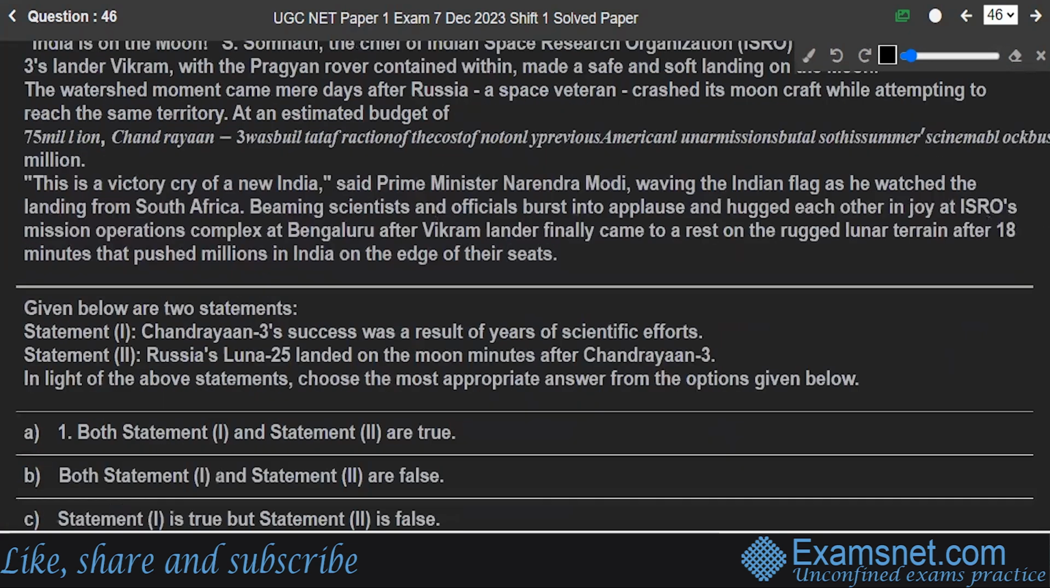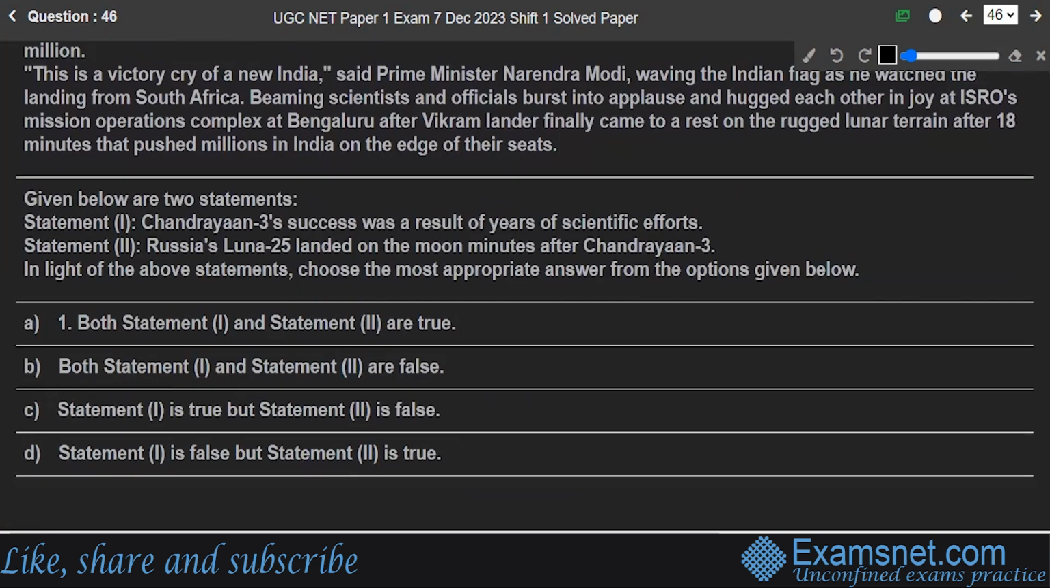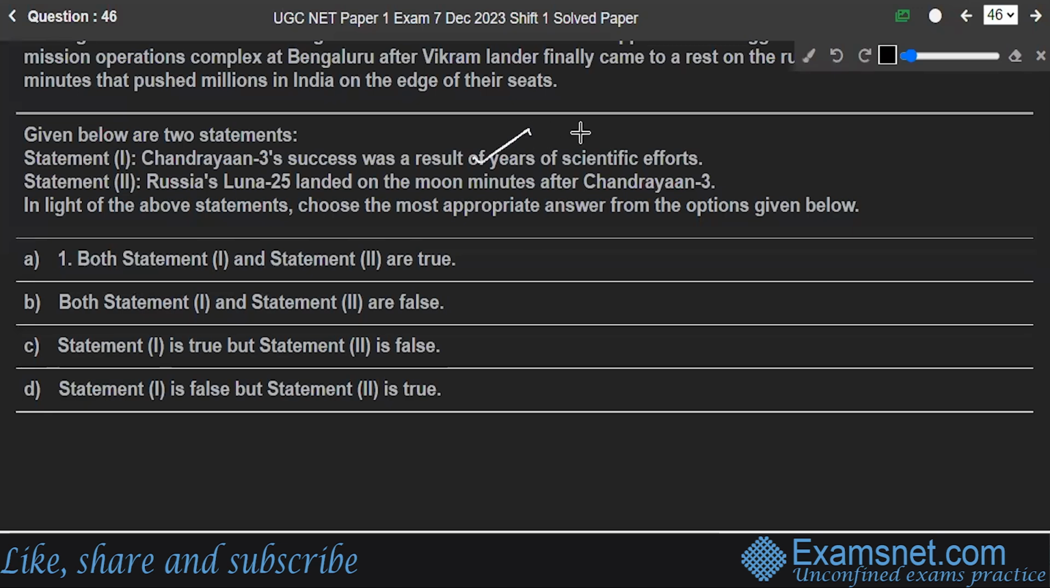So let's read the very first question from here. Now it was very easy because you have read it all. Now, statement 1, Chandrayaan-3 success was a result of years of scientific efforts. And statement 2 says the Russia's Luna 25 landed on the moon minutes after Chandrayaan-3. The first statement is right.